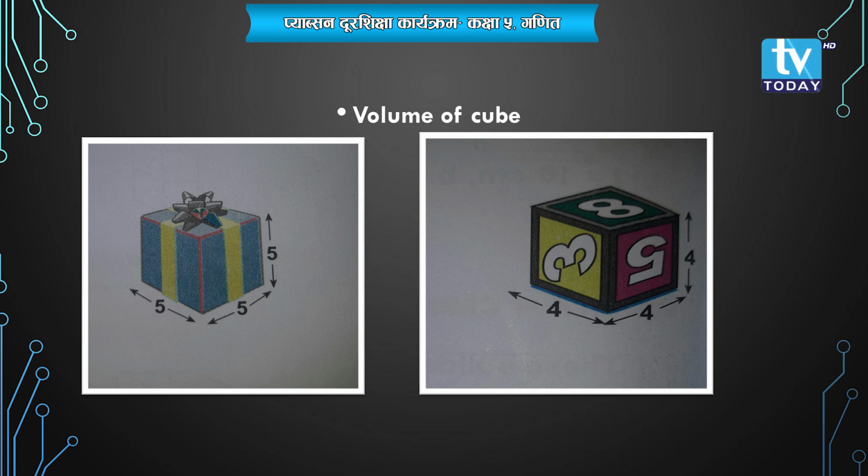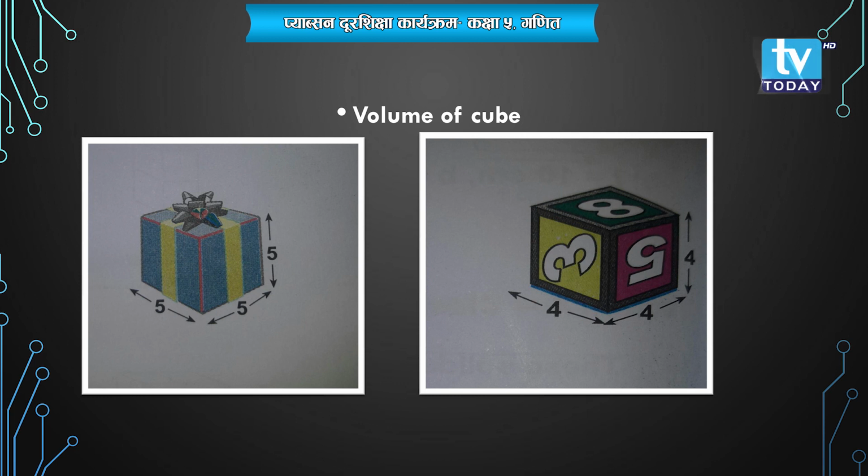Have you seen a dice at your home? Obviously. Have you seen a gift box at your home? That means a dice and a gift box. How many sides, how many faces do they have? Dice and gift box both are cubes, right? So how did they become cubes?